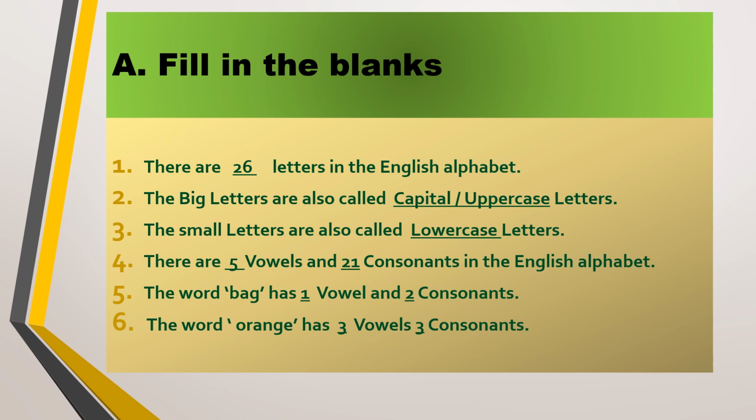So I think you followed the filling of the blanks. Once again I will repeat. There are 26 letters in the English alphabet. The big letters are called capital or uppercase letters. The small letters are called lowercase letters. There are 5 vowels and 21 consonants in the English alphabet. The word bag has 1 vowel and 2 consonants. The word orange has 3 vowels and 3 consonants.